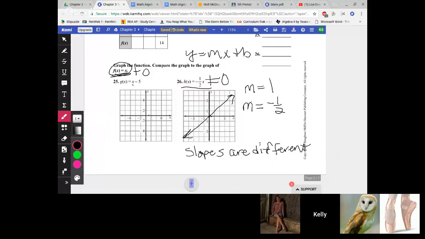All right, so both of them are going to go through the origin, but the slope is -1/2, which means I have to travel in one negative direction and one positive direction when I'm doing rise over run. So if I go up 1, then I have to go left 2. So I would go from the origin, up 1, left 2. But if I go down 1, that's a negative direction, so I have to go right 2 into a positive direction.